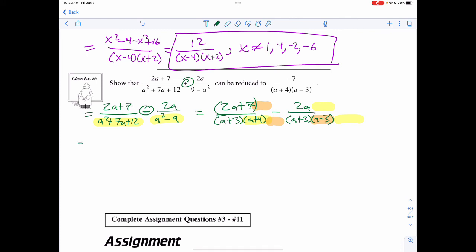So I can say that this is equivalent to (2a plus 7) times (a minus 3) minus 2a times (a plus 4). And it's over all those different factors: (a plus 3), (a plus 4), (a minus 3).